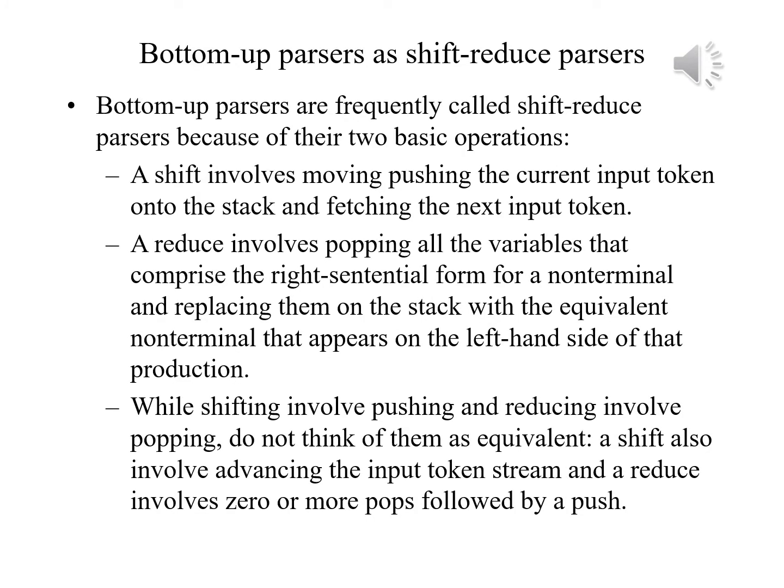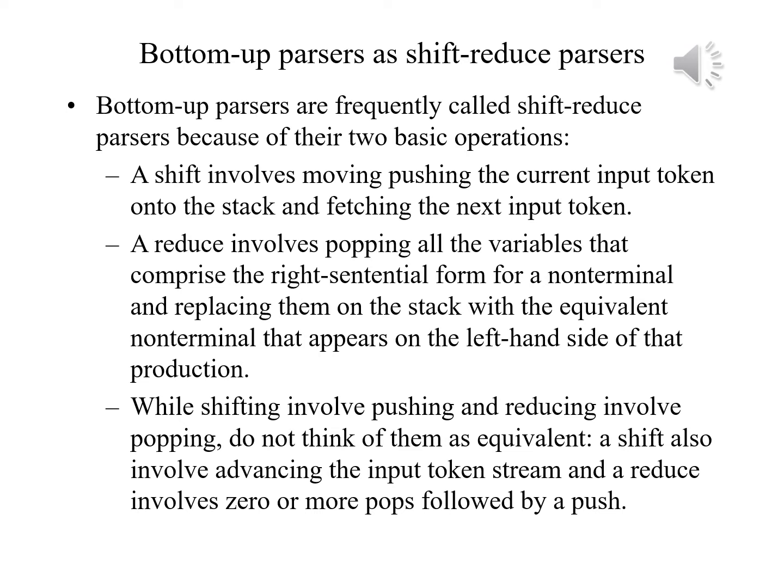Bottom-up parsers are called shift-reduce parsers because these two operations make up almost all of the actions that will be taken. Shifting involves moving the current token onto the stack and getting the next token from input. Also, the machine will shift to another state based on the state in which it is currently in and the token that it just has used.